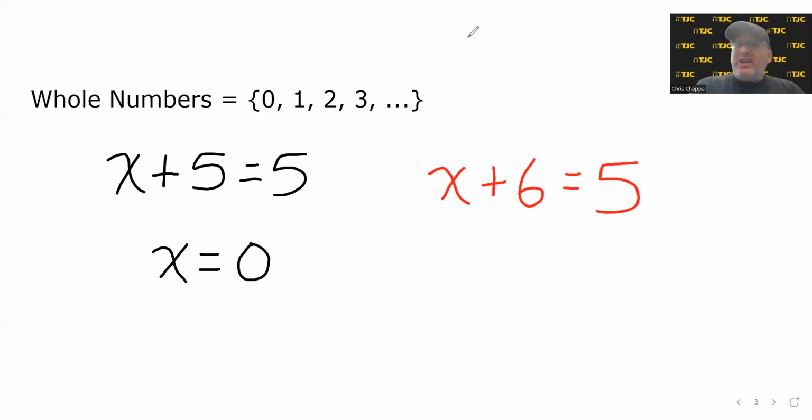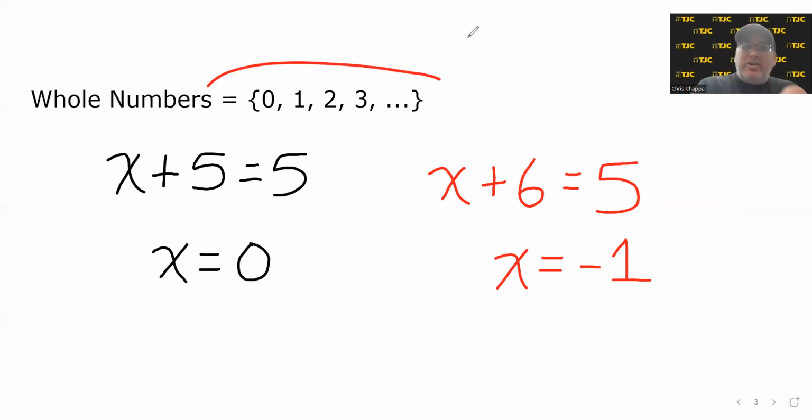There's no solution if these are the only numbers that you know. Now, we know what the solution is. You probably do, because you would probably remember things like, if I subtract 6 from both sides, and so on, I end up getting x equals -1. But if these are the only numbers you know, then there is no such thing as -1. And so again, the development of math kind of reached an impasse.